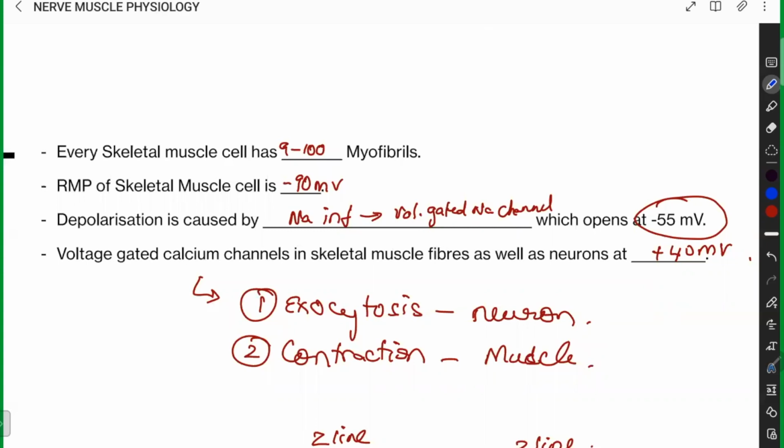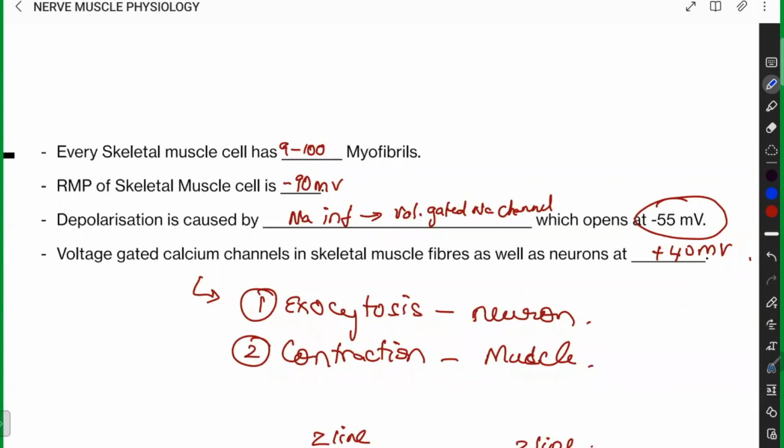Okay, this is going to be sodium influx. But when will your calcium get influxed? When will your voltage gated calcium channels in the skeletal muscle be opening? That will be at the plus 40 millivolt. So why is this important? Because at this point of time, there is going to be a contraction of your skeletal muscle, that is at plus 40 millivolt. And exocytosis of neuron is going to be occurring at this plus 40 millivolt.